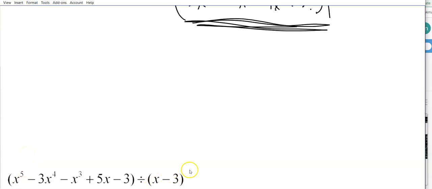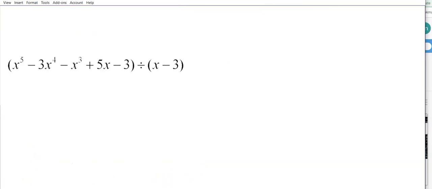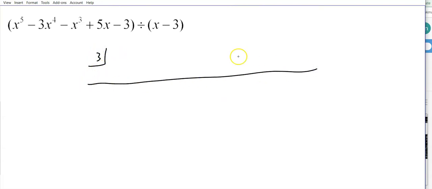Let's try another one. I think y'all are starting to get it. We should have some practice in a minute, but these go fast. Let's go ahead and try one. So 3 goes in the box, positive 3, not negative 3. So coefficients are 1, negative 3, negative 1, missing a coefficient there, so it's going to be 0 for x squared, positive 5 and negative 3.